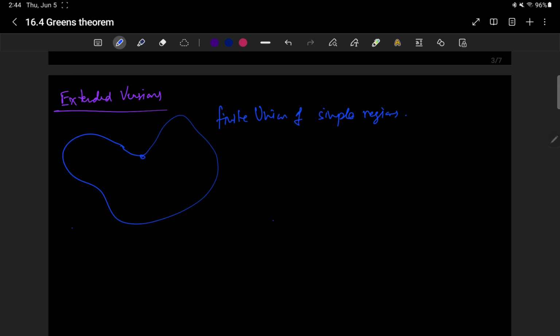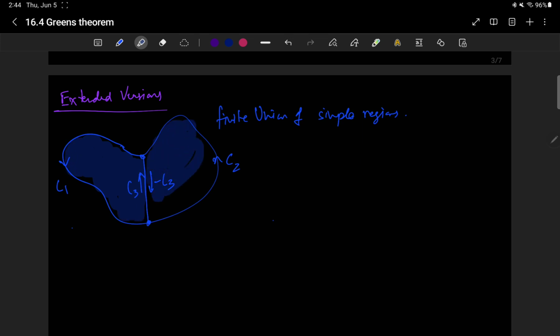So for example, suppose we have a C1 curve here and then a C3 curve going up, and we have a negative C3 going down and then a C2 here, giving us two of these regions, calling them D1 and D2.